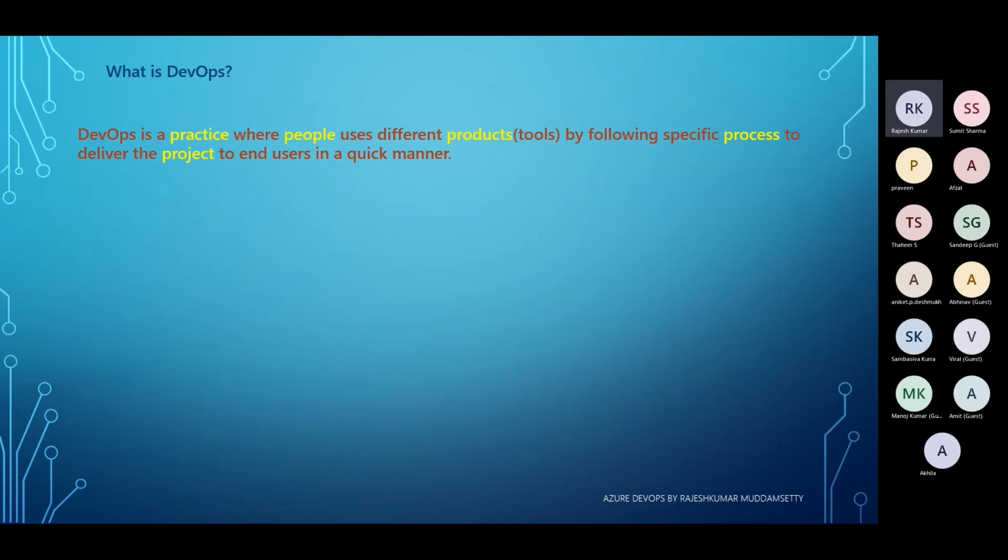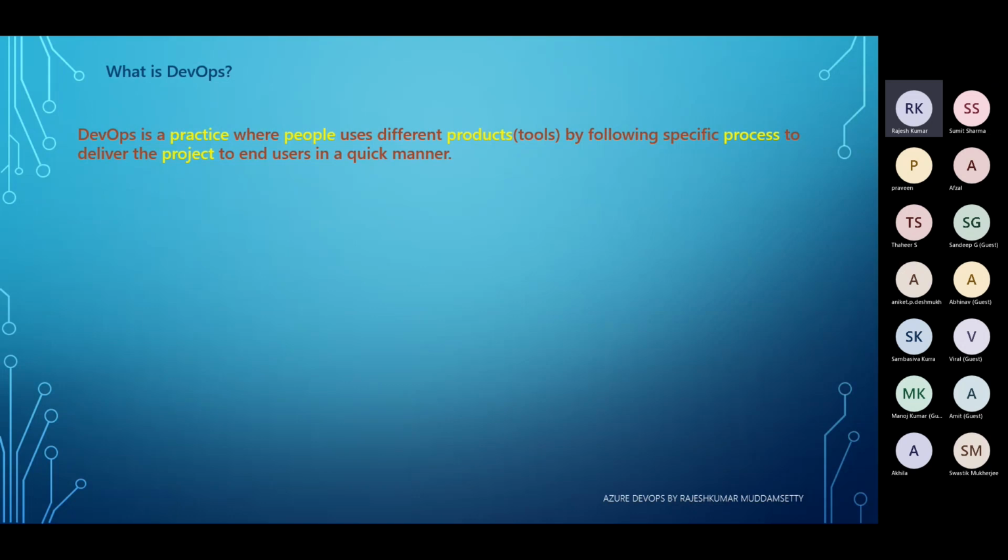Why are we doing all these activities? Why are we following a specific process? Why are we using different sets of tools? And what are our people doing, how are they implementing, what is the practice they are following? These all are about delivering the project to the end users in a quick manner. So if you follow all these things in the right way, obviously you will deliver a quality product, and that too in a quick manner.